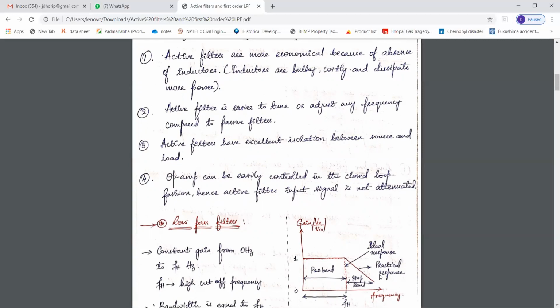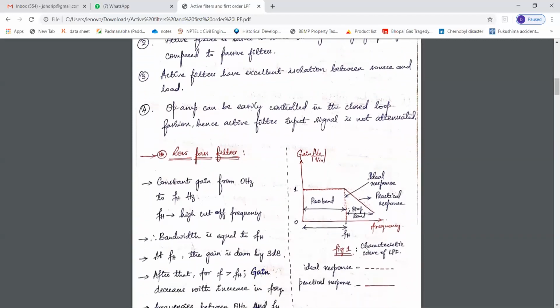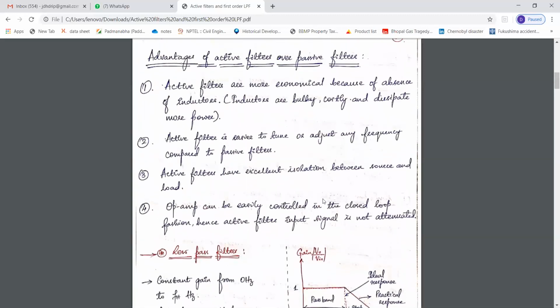In active filters, the source and the load have excellent isolation. This is one of the good advantages of active filters. And in active filters, the op-amp can easily be controlled in a closed loop fashion. Hence, the input signal is not attenuated. So these are the advantages of active filters over passive filters.